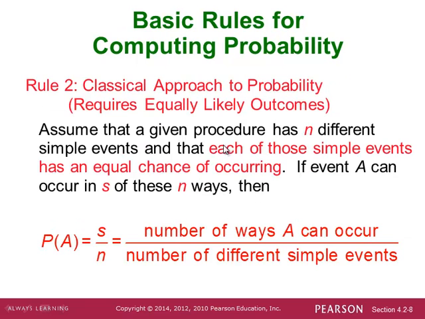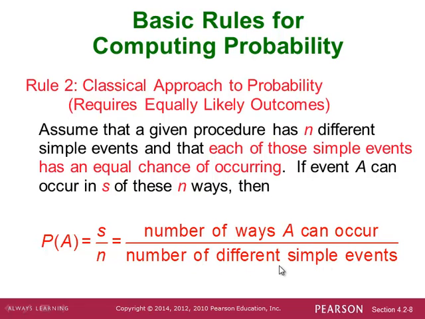Now here's the classical or theoretical approach to calculating probability. This requires equally likely outcomes, okay? And to calculate the probability of an event A, we count the number of ways that the event could happen divided by the number of different simple events. In other words, the number of ways that event could have happened.